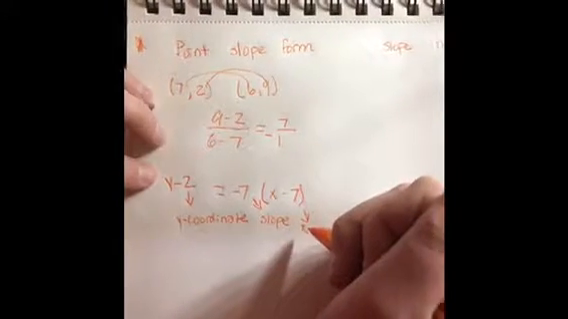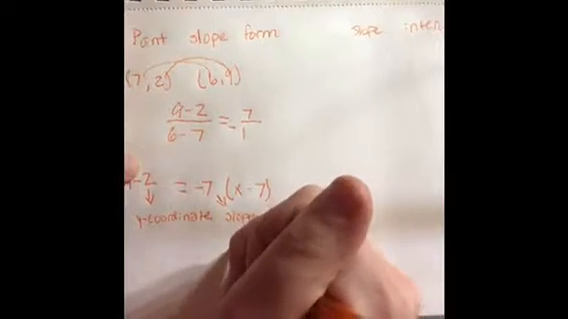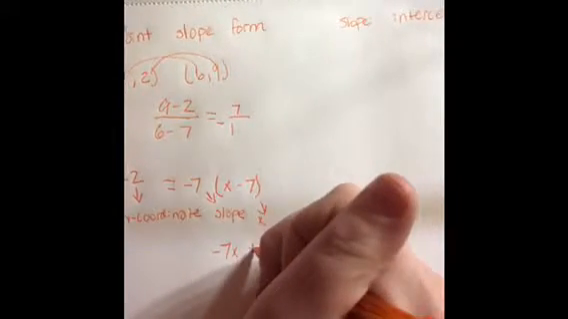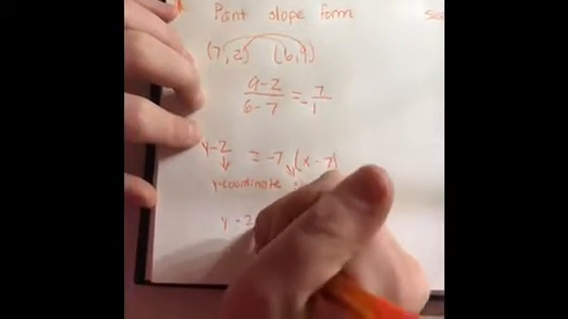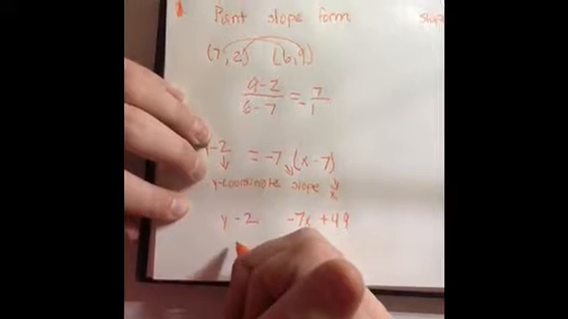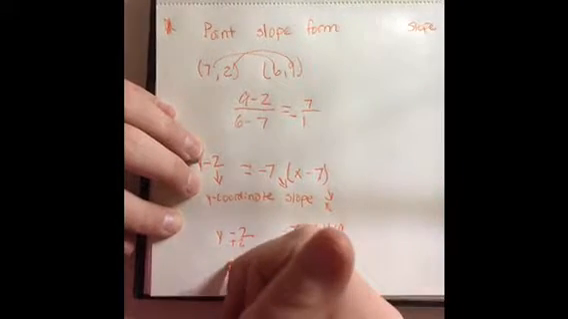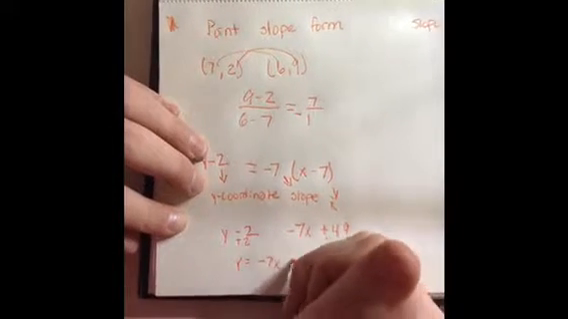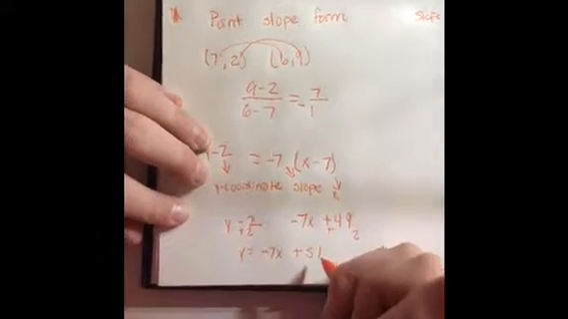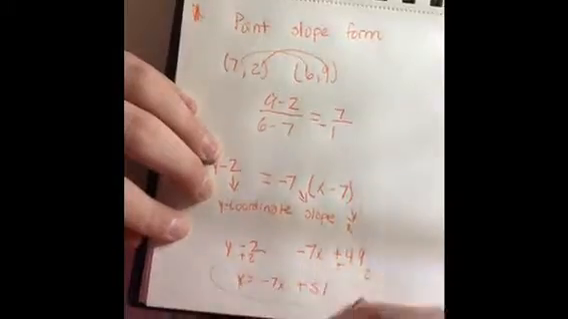So now we are going to distribute. So you will have negative 7x plus 49, and that is going to be y take away 2. So then you would plus the 2 on both sides, and you would have y equals negative 7x plus 51. And that is all.